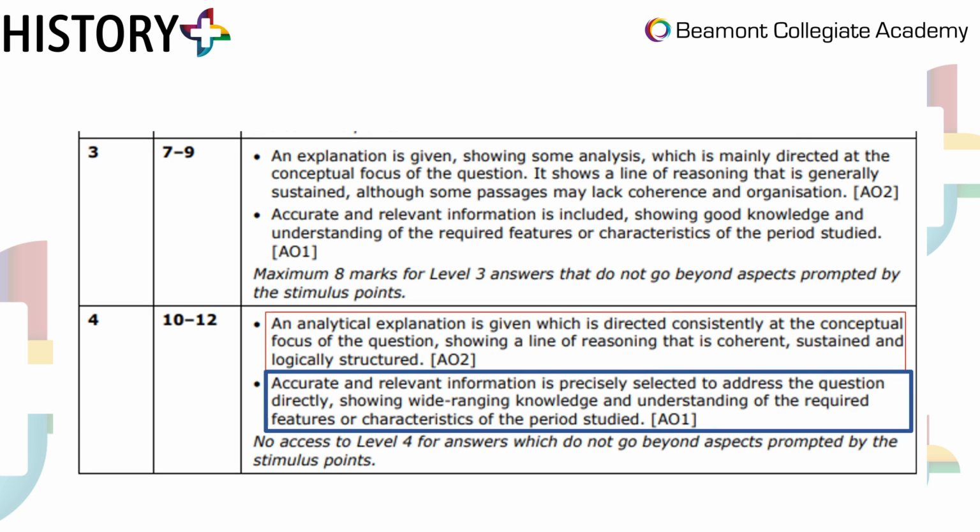So to get 10 to 12 out of 12, on assessment objective 1, so that's the knowledge, your knowledge in the blue box here needs to be accurate and relevant and precisely selected. This means that you don't wander off the question and you don't write everything you know. You choose the very best knowledge about this time period to answer this question. You can see that it says no access to level 4, so you cannot get between 10 and 12 marks if you don't use another point that isn't mentioned already in the question. So you have to add another bullet point of your own.